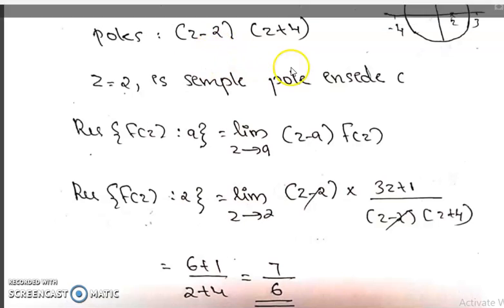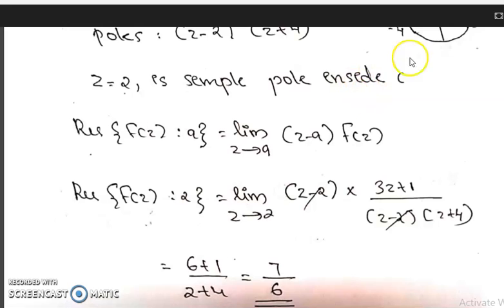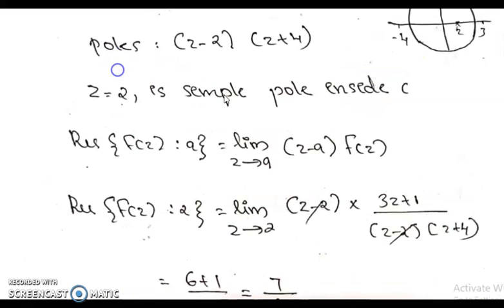Also both 2 and minus 4 are simple poles. Minus 4 lies outside, so no need to find the residue. We find the residue for the inside point. For the simple pole which lies inside, we are going to find the residue. We know the residue for a simple pole is given by limit z tends to a, z minus a, f of z. So a is 2, limit z tending to 2, z minus 2, f of z.